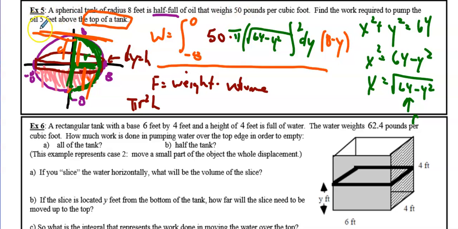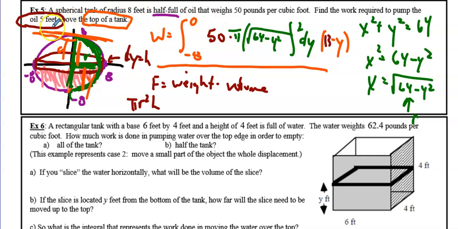Now, I'm reading the question one more time, and it says find the work required to pump the oil 5 feet above the tank. So what I've written so far is if it was just to the top of the tank. I clearly didn't read the last little part. The only thing we need to modify is that instead of 8 feet, we're going to go 5 feet above, which is 13. So we're going to rewrite this by making this 13.